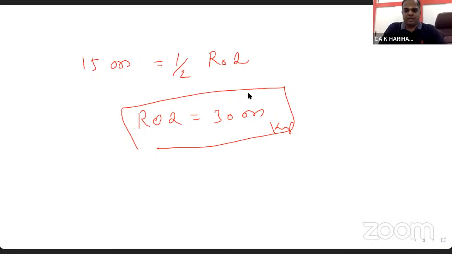How to find out reorder level? What is the formula for reorder level? Reorder level is equal to maximum usage into maximum lead time. So, how to identify maximum usage into maximum lead time?